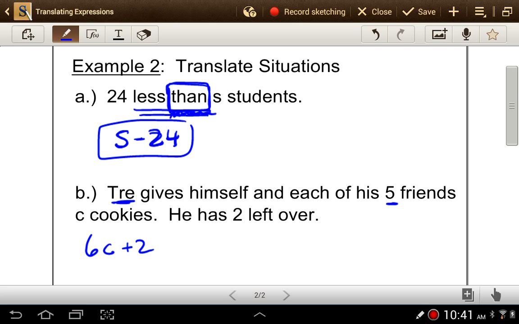Okay, another way you could think of this problem is you could say, well, Trey's getting some cookies, plus his 5 friends are getting some cookies, and then he gets 2 left over. That would be an equivalent expression. Now look at that. I have 1C and I have 5C, Trey and 5 friends. There's my 6C. So you can see it's added together or you can see it's separated. Either one would be fine depending on how you viewed the question. Okay? So that's example 2. If you need to pause, go ahead. Otherwise, I'm moving on to my last example.